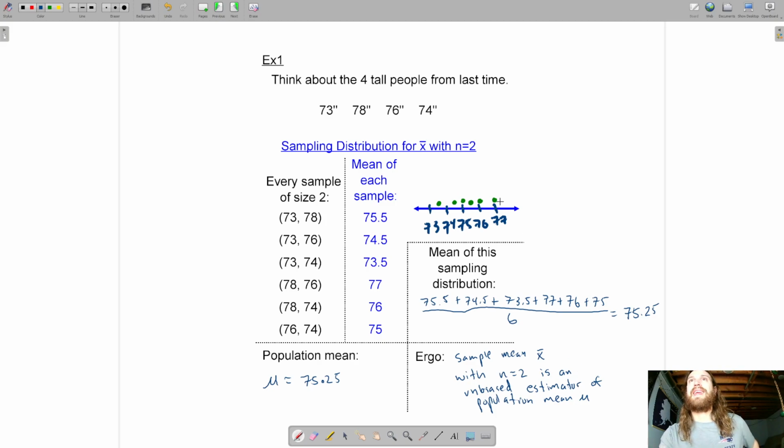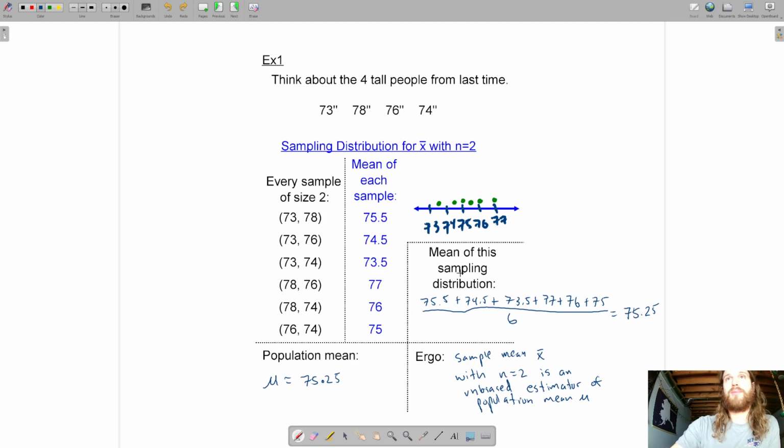Now, did any of the values equal 75.25? No. And it's not even just the sample mean x bar with n equals 2, it should be every sample mean. So every single sample mean is an unbiased estimator of the population mean because they had the same value.